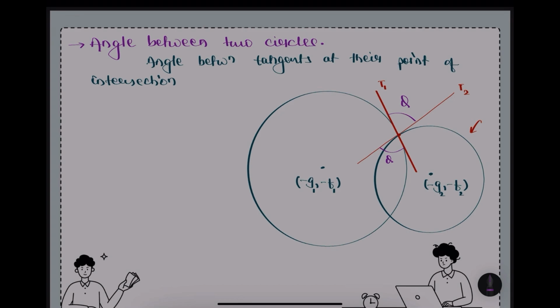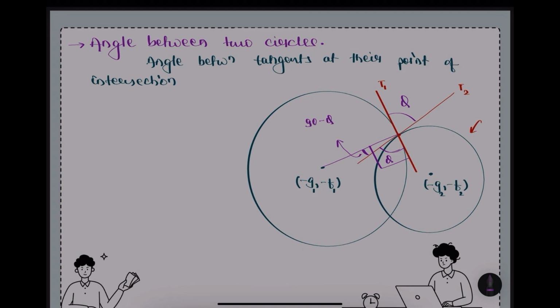You know that T1 is tangent to circle 1. Can I connect the center of the first circle to the point of contact of T1? And you know that this angle is 90 degrees, correct or wrong? If you connect the radius to the point of contact of the tangent, it will be perpendicular. So this is 90 degrees, and this part is theta. So can you say that this angle will be 90 minus theta?